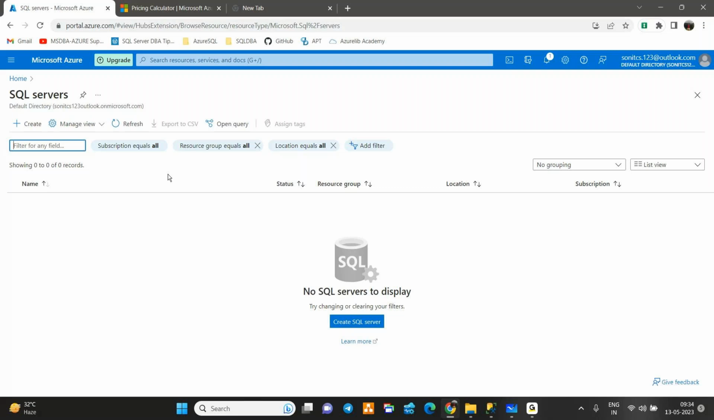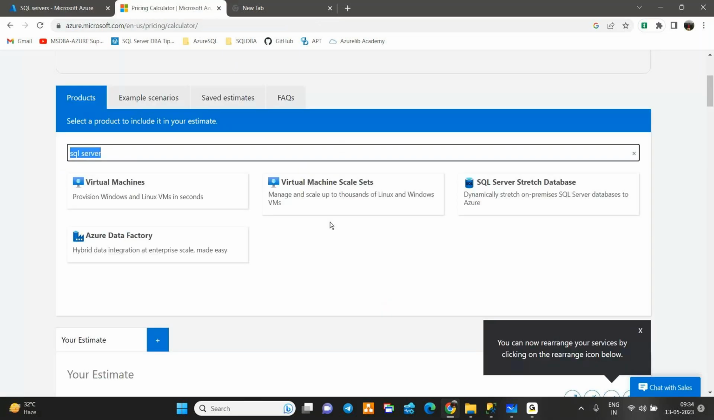It's free of cost. Hope you understand. So first you need to create a logical server, and on top of that, you need to create your databases. For the logical server, Microsoft is not charging any amount. So practically, is everyone clear, sir? Yes, sir. Okay.